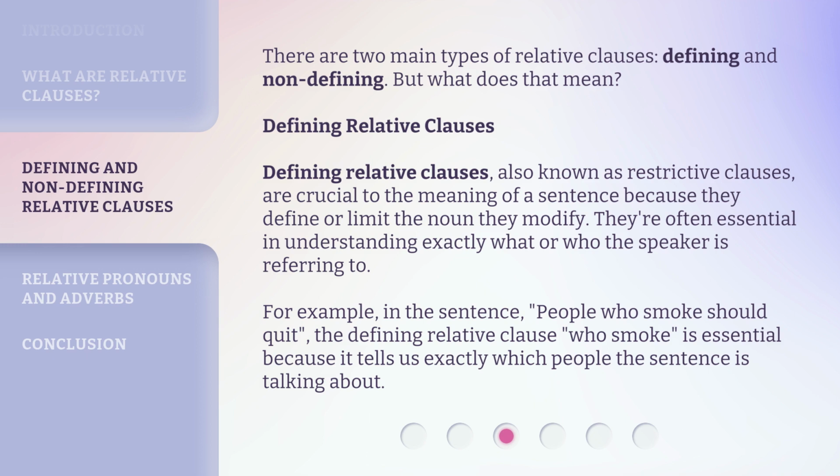For example, in the sentence, "People who smoke should quit," the defining relative clause, "who smoke," is essential because it tells us exactly which people the sentence is talking about.